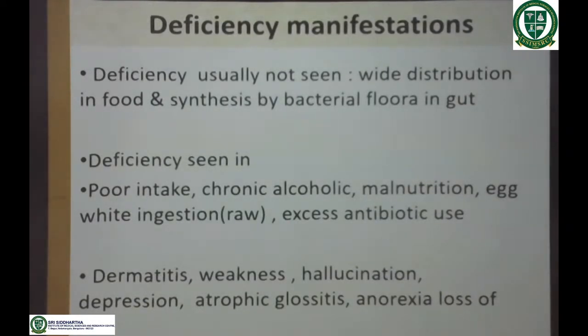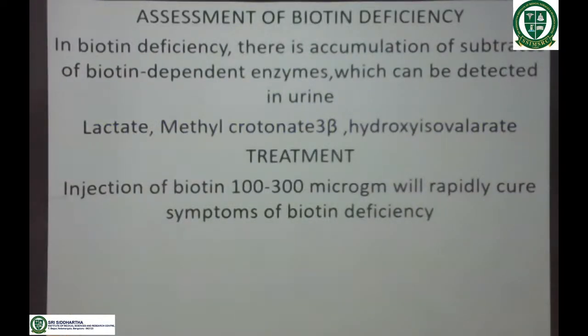So that normal bacterial flora is required for synthesis of biotin. If that is defective, there is no synthesis. So clinical features include dermatitis, weakness, hallucination, depression, and so on. So how will we assess biotin deficiency? How will we come to the conclusion that the patient is suffering from biotin deficiency?